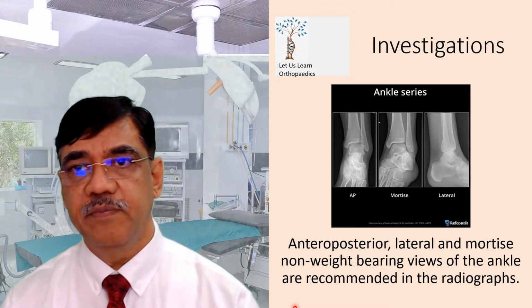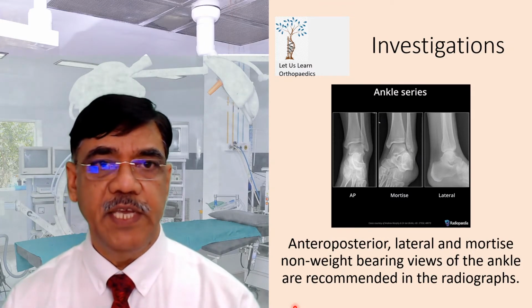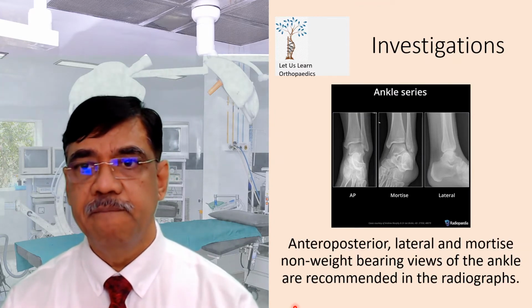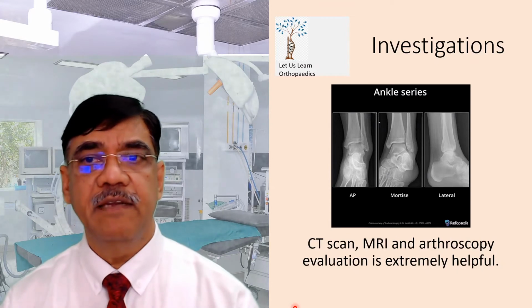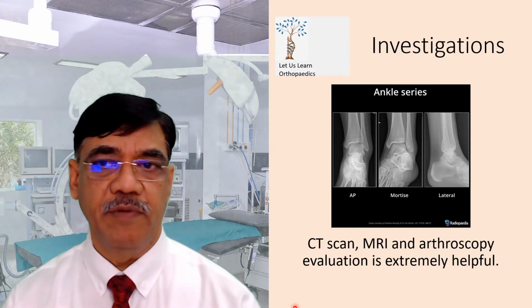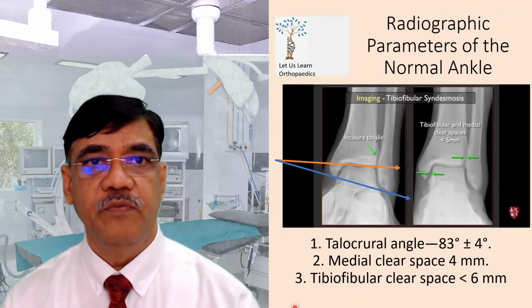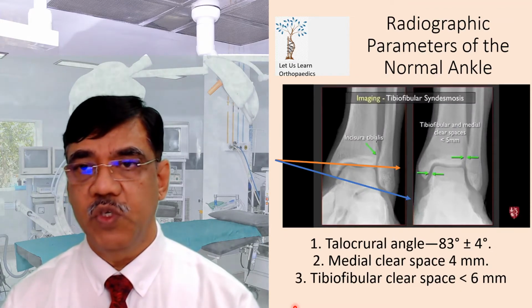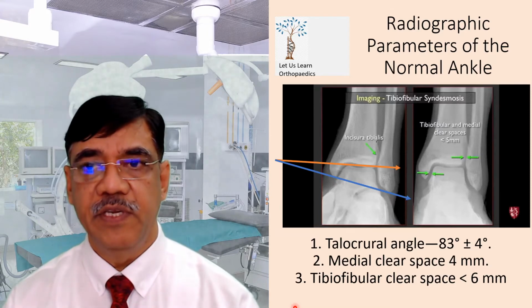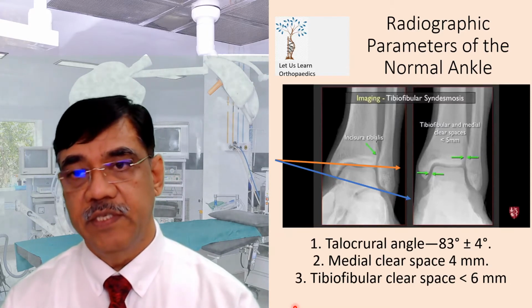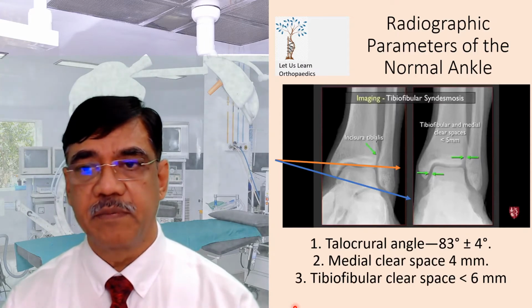Investigation wise, plain X-rays, ankle series, AP, mortise and lateral views are advised. CT scan, MRI and arthroscopic evaluation are of course extremely helpful. Various radiological parameters in the normal ankle which we need to know: a talocrural angle. It is 83 degrees plus minus 4 degrees.